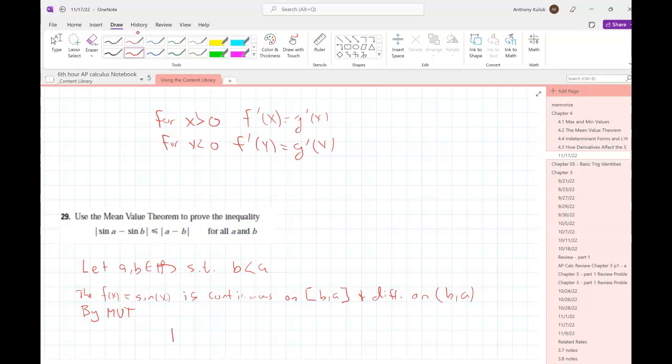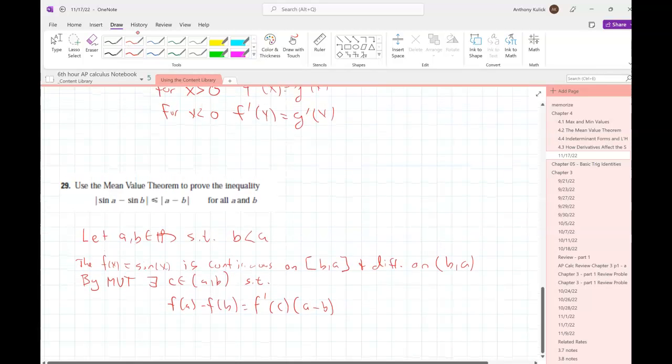And that says that f of a minus f of b is equal to f prime of c times (b minus a). Well, we should say that there exists some c on that interval [a, b] such that this is true.